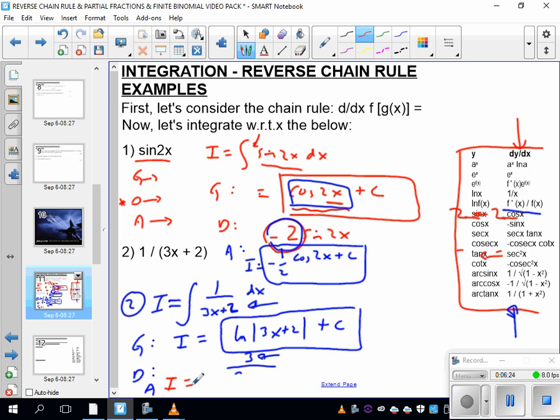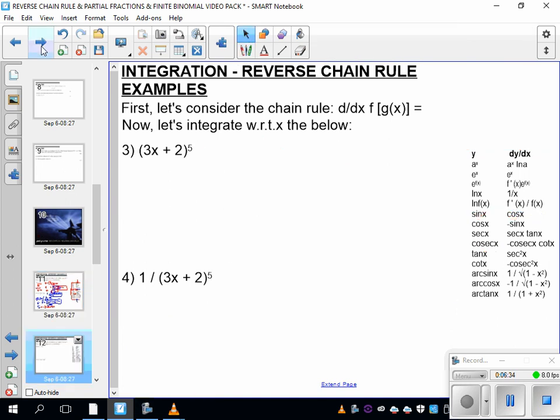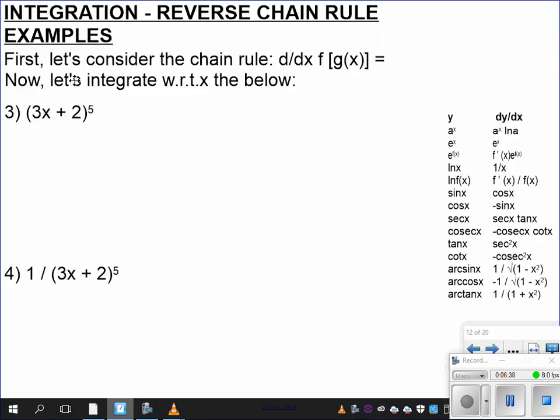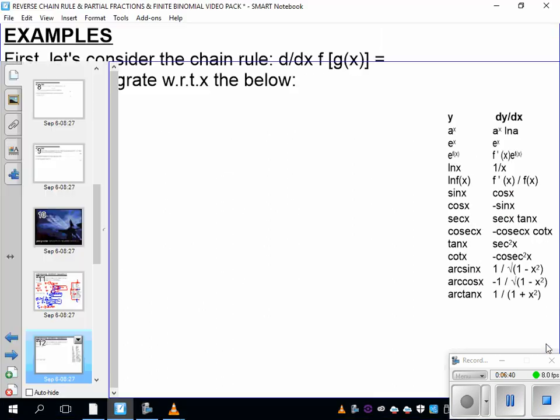So, I equals a third ln mod 3x plus 2 plus c. And again, that can be differentiated to check. Let's move on to our next problem. And we'll make this a bit bigger. Actually, I can't do that because I can't get the pens.